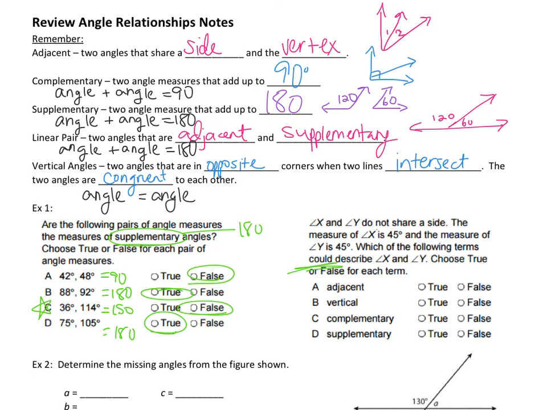Well, because they do not share a side, they cannot be adjacent. We know definitely if we add the two together, we only get 90 degrees, and supplementary, remember, is 180, so that one's definitely false. But since they do equal 90 degrees, we know that complementary is true. It is possible, that's where the could comes in, that they could be vertical angles, and that's because they are congruent to each other, and they're not adjacent, so they could be vertical angles. May not be, but they could.